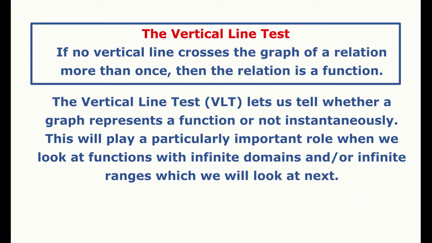The formal statement of the vertical line test says if no vertical line crosses the graph of a relation more than once, then the relation is a function. The vertical line test lets us tell whether a graph represents a function or not instantaneously. That's why it's so powerful. This will play a particularly important role when we look at functions with infinite domains and or infinite ranges, which we will look at next, and which are extremely common in mathematics.